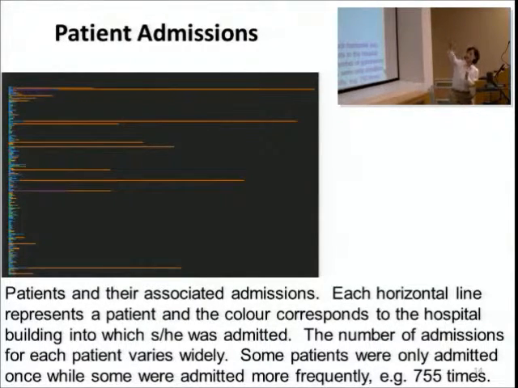The one at the top with the long line, the record is over 700 times, so it's a frequent visitor. But using the color, we can also see that the patients are not necessarily admitted to just one hospital building. They are admitted to different hospital buildings. We can explore that further. So just using a very simple two-dimensional display here, we get information on three features: the patient itself, how many times the patient was admitted, and also which hospital building the patient was admitted to.